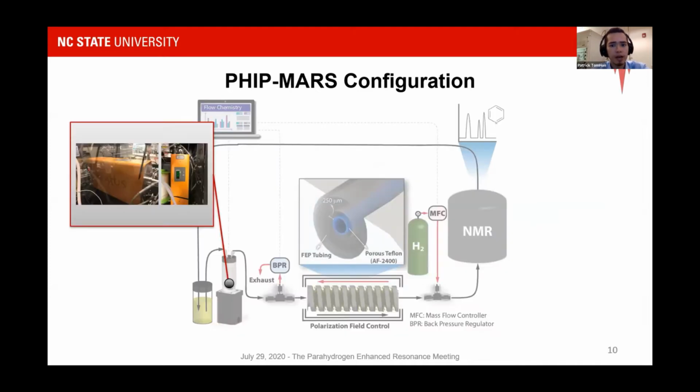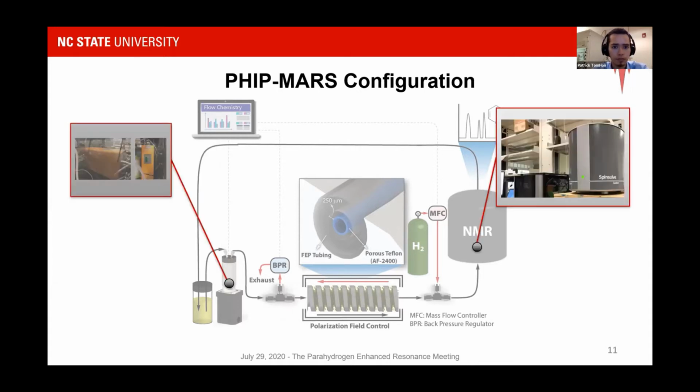For pumping, we're using a high pressure single piston HPLC pump from Teledyne. This enables us to tolerate very high back pressures when we pressurize with high levels of parahydrogen. For detection, we're using a 43 megahertz Spinsolve, so 1.1 Tesla. This includes a flow probe from Magritek that runs the length of the magnet bore. We pump the solution up from the bottom of the flow probe to the top, and that's how it cycles through.